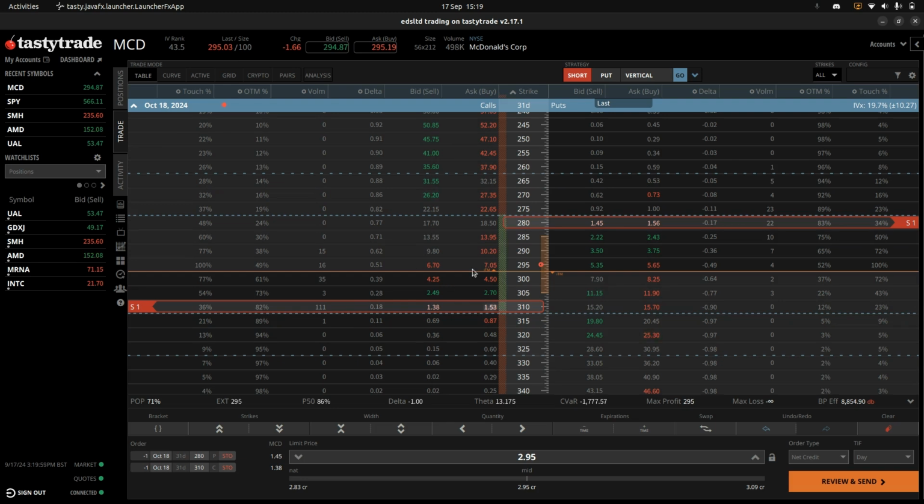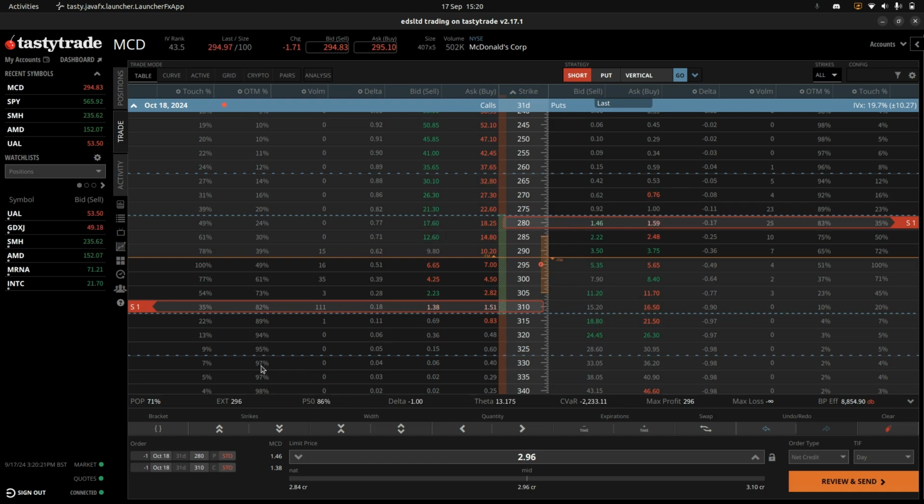Now, what does this mean? This orange bar here shows you the expected move of McDonald's over the next 31 days. And as we can see, we've selected to sell contracts at strikes that are outside of the expected move. This means that we'll have a high probability of being correct on this trade.